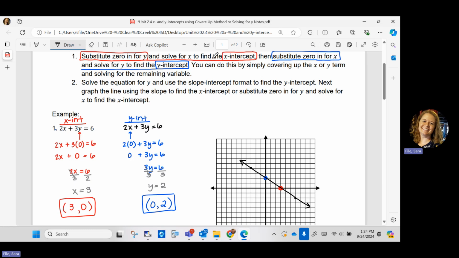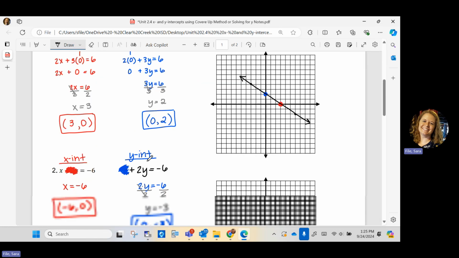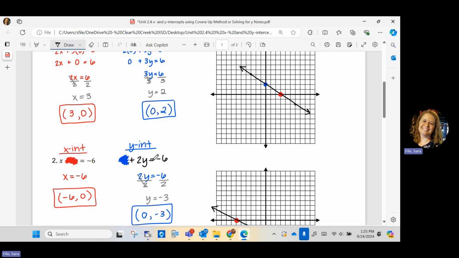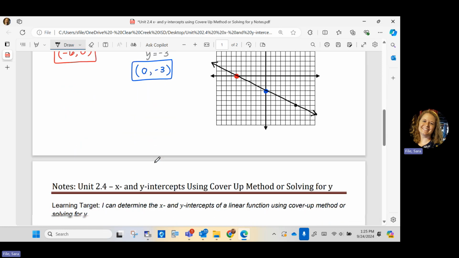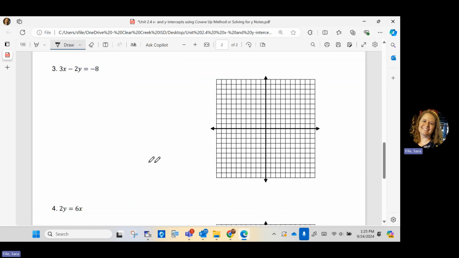So actually, you can solve this way by simply covering up the x or y term. Number 2 here says solve the equation for y and use the slope-intercept format to find the y-intercept, and then you graph it and find the x-intercept. So you can do that. That's an alternate method, but I think this cover-up method is probably the easiest. So I think that's the best route for y'all. Okay, so let's flip it over and try a couple more on the back.